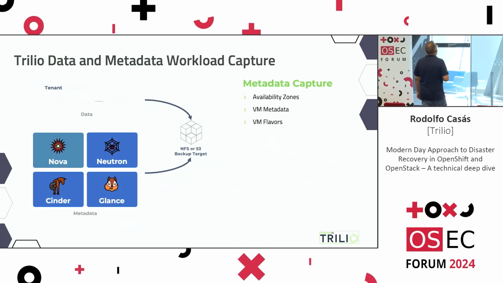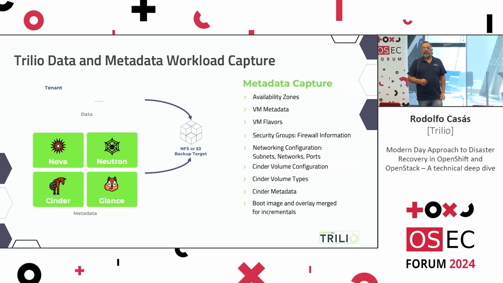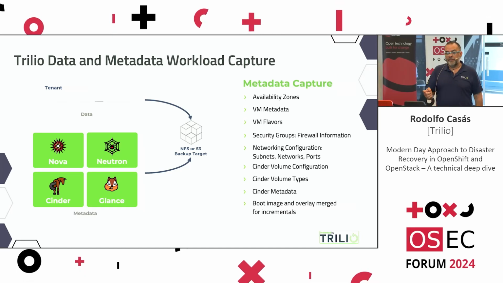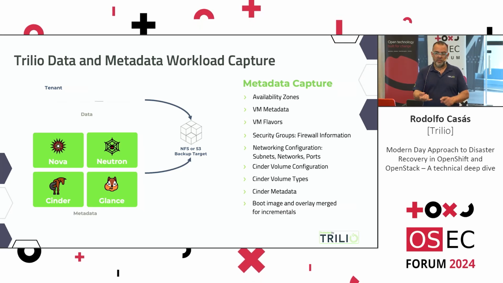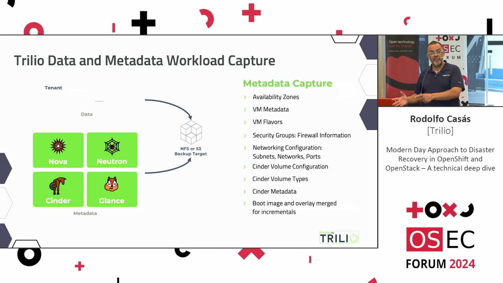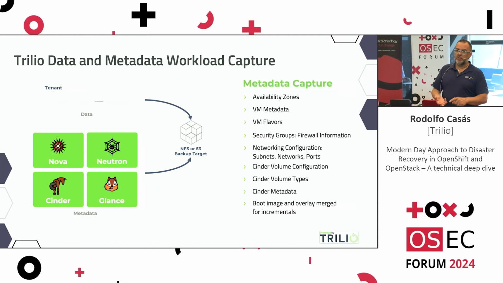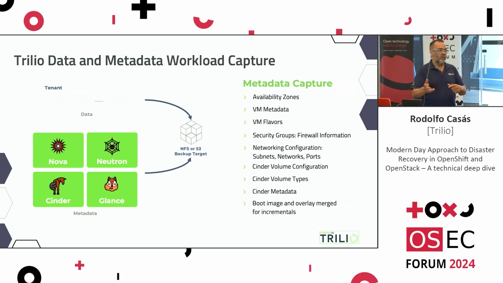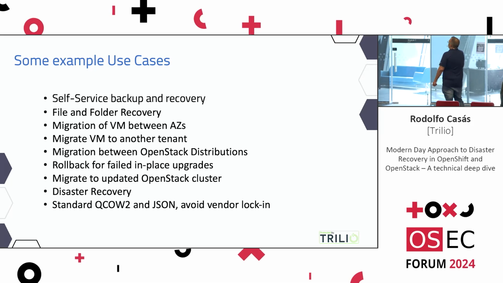So we capture everything, metadata and data, everything you can imagine. When we back up, we save all the metadata, like the flavor, the size, and the availability zone. But the nice thing is that at restore time, you can change that. You can change the flavor, the network the VM was connected to, the IP, the availability zone, or even restore to a different tenant. You can do this kind of stuff. Use cases: self-service backup and recovery.